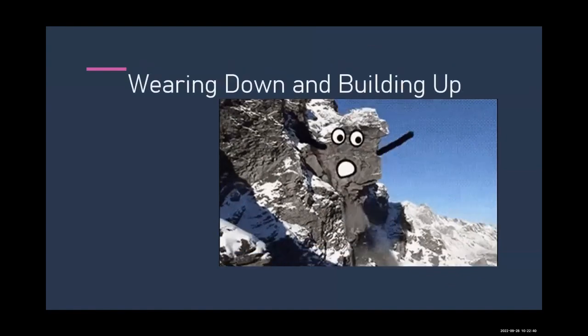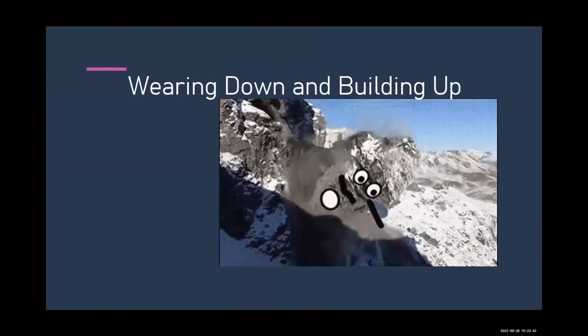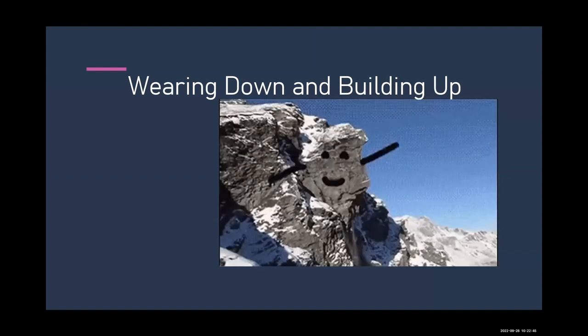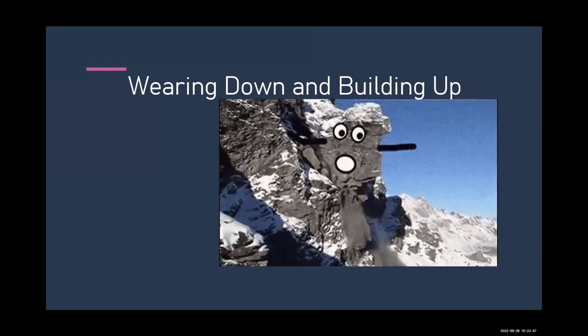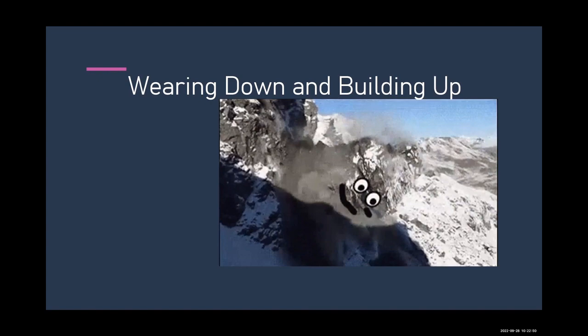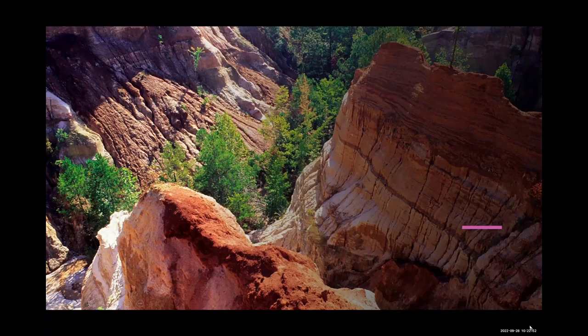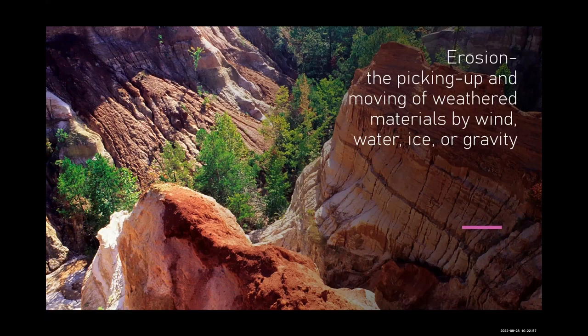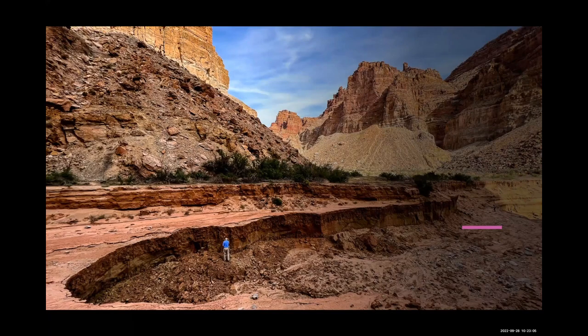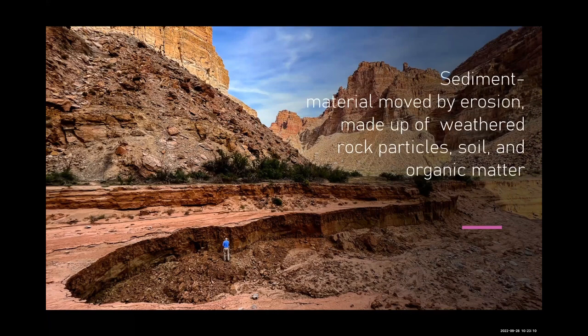First, we're going to do a little bit of a refresher on wearing down and building up. Let's refresh what erosion is. Erosion is the picking up and moving of weathered materials by wind, water, ice, or gravity. What kind of materials are picked up and moved? That would be sediment. Sediment is the material moved by erosion, and it's made up of weathered rock particles, soil, and organic matter.